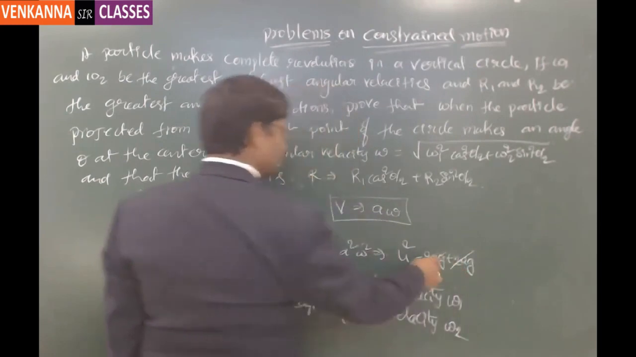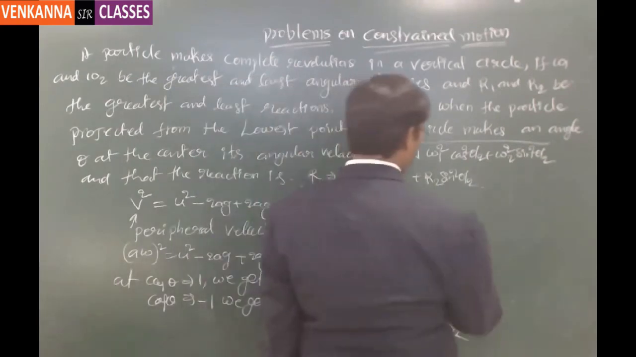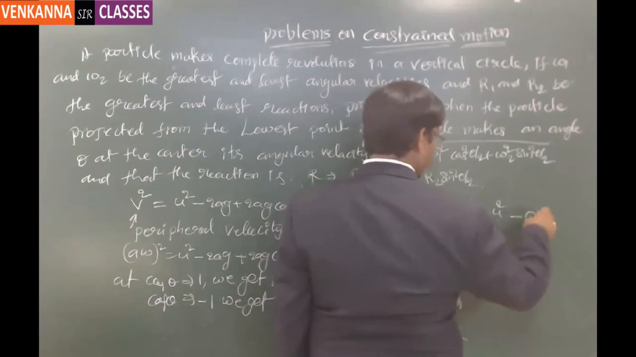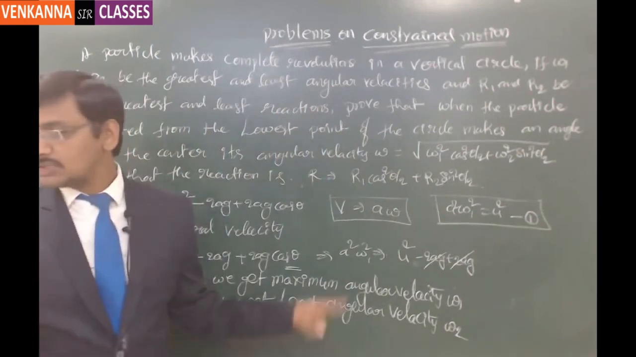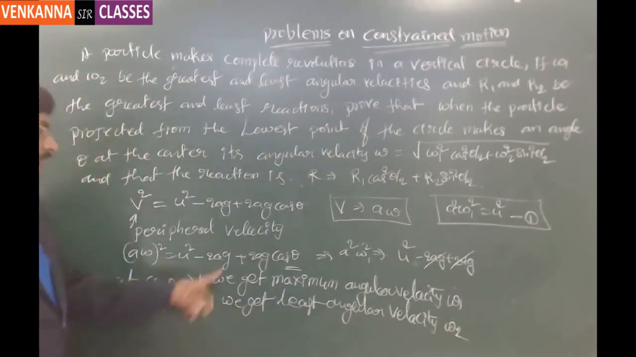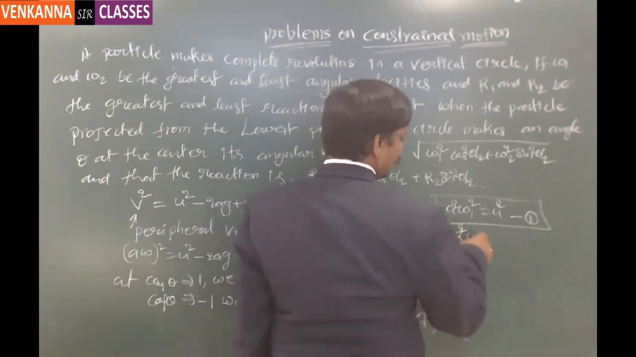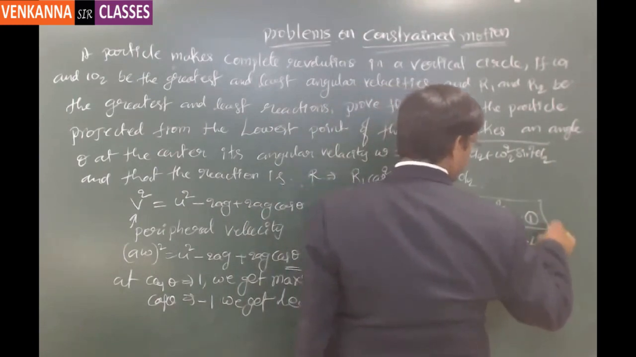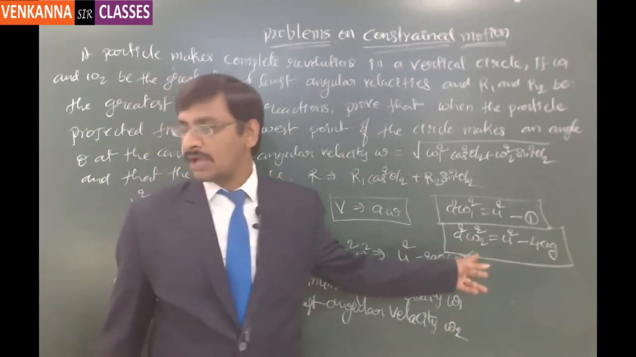So this 2ag will cancel out, and this is going to be omega 1, so a square omega 1 square is equal to u square. This is equation number 1. And then the least angular velocity we are going to get when cos theta equals minus 1. If I replace with minus 1, this is going to be u square minus 4ag, that is a square omega 2 square is equal to u square minus 4ag. So this is the least angular velocity omega 2.